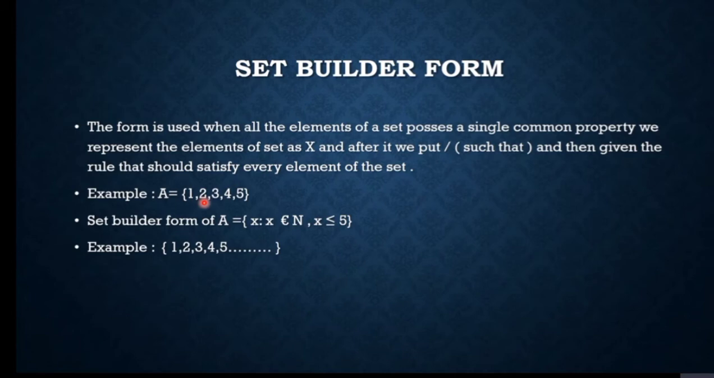Second example, the set of 1, 2, 3, 4, 5, and so on. Then it can be written in the set builder form. The elements of the given set are natural numbers. So it can be written as N is equal to x such that x, comma, x is a natural number.